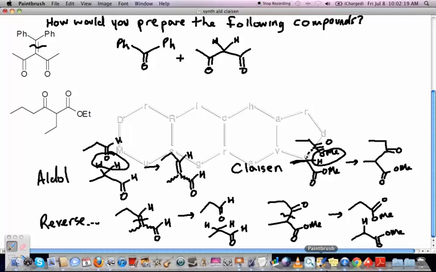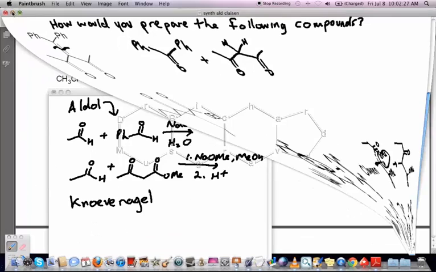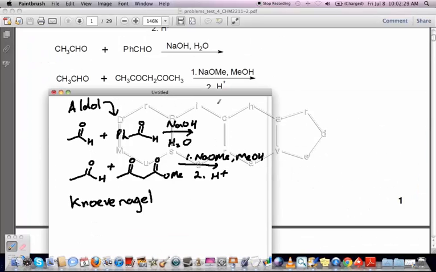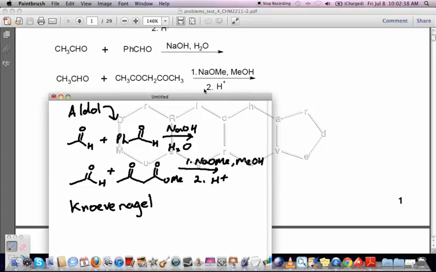Now, you might be wondering, how would I know that it's a Knoevenagel? Well, if you go back and take a look at your test, every question 1 I've ever had has an example of an aldol and an example of a Knoevenagel condensation somewhere in there. And you'll be able to go back to your question 1 on your test and figure out which one is the aldol and which one is the Knoevenagel.